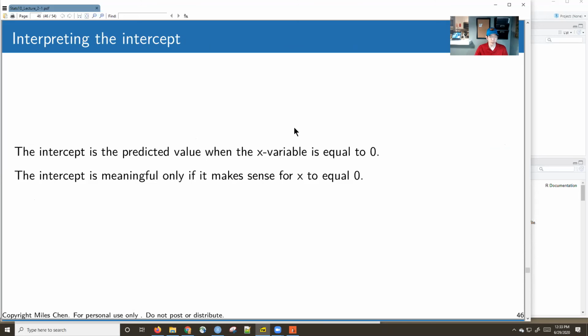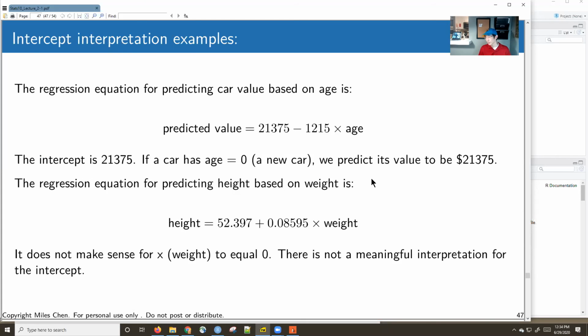Okay, intercept. Intercept is what we predict for the y variable, our predicted value when x is 0, okay? And the intercept is only meaningful if it makes sense for x to equal 0. If it doesn't make sense for x to be 0, the intercept doesn't have meaning, okay? So as far as predicting car value goes, the intercept is 21,375.